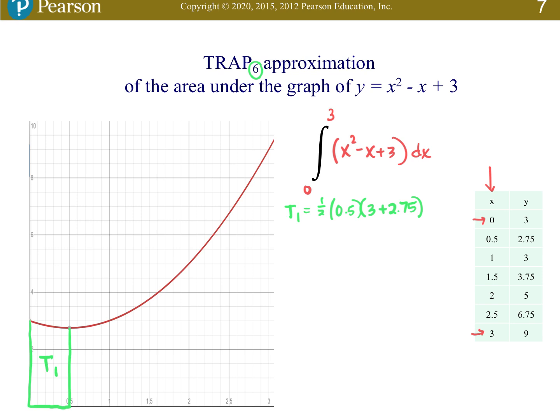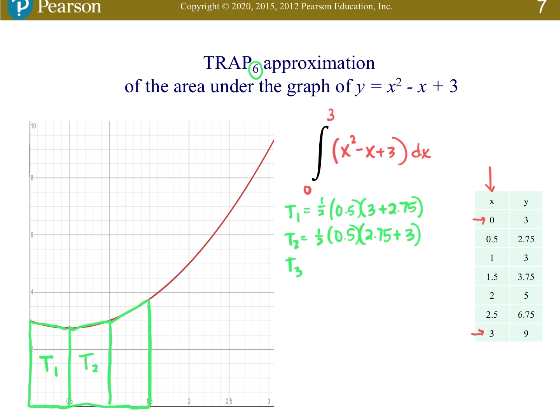And then we move on to our second trapezoid. Next one, T2. That also has a base of 1/2, a base of 0.5, and the lower height is 2.75, and the higher height, according to the table, is back up to 3 again. And you proceed along from left to right. I guess it doesn't matter if you're going left to right or right to left.